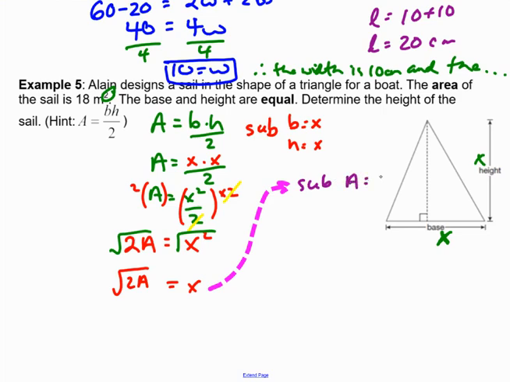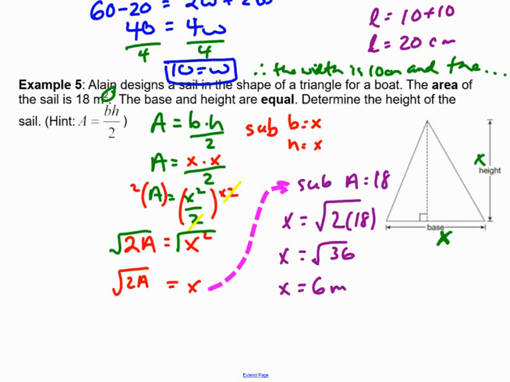We're going to substitute a equals 18. So x equals the square root of 2 times 18. Well, you might be thinking ahead already and going, oh, this is going to work out good, because 2 times 18 is 36, and that's a perfect square, and the square root of 36 is 6.